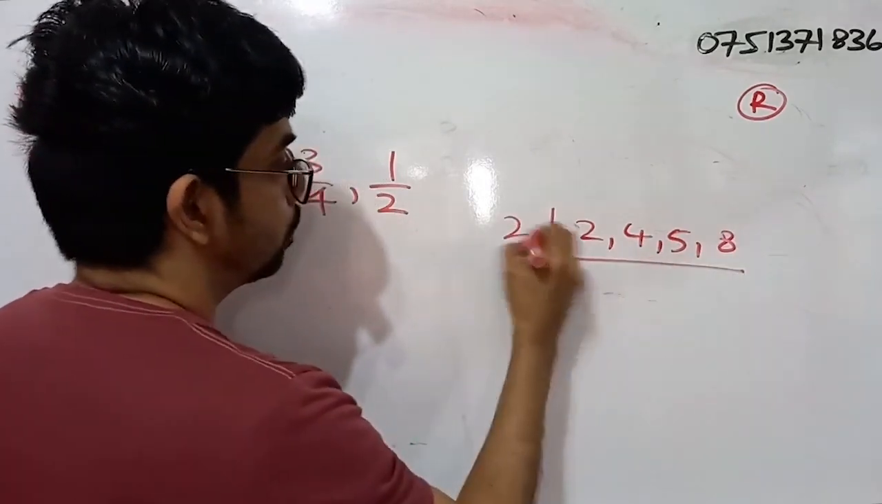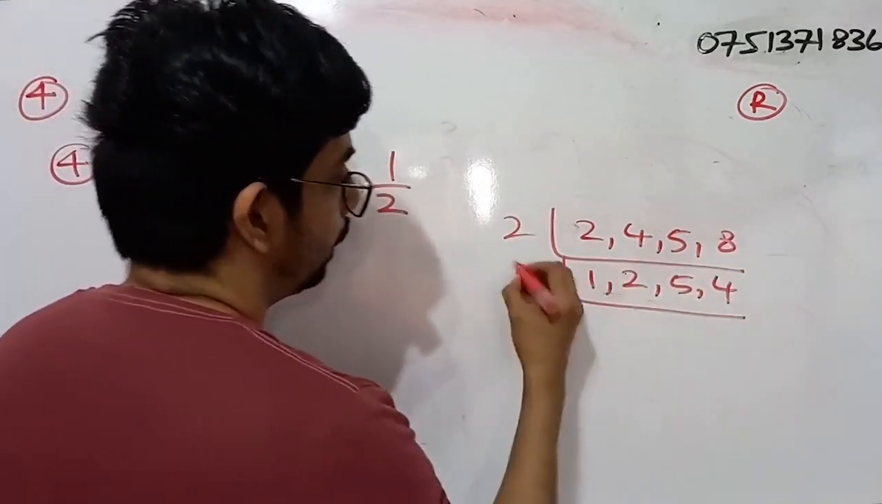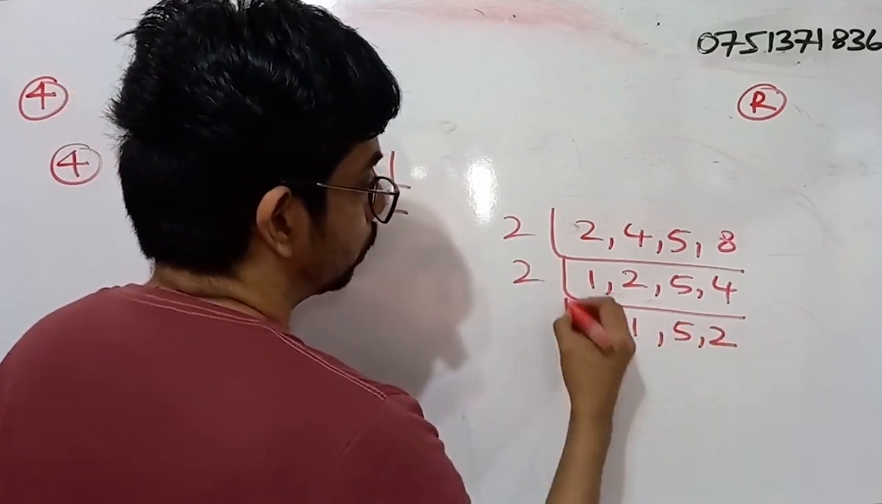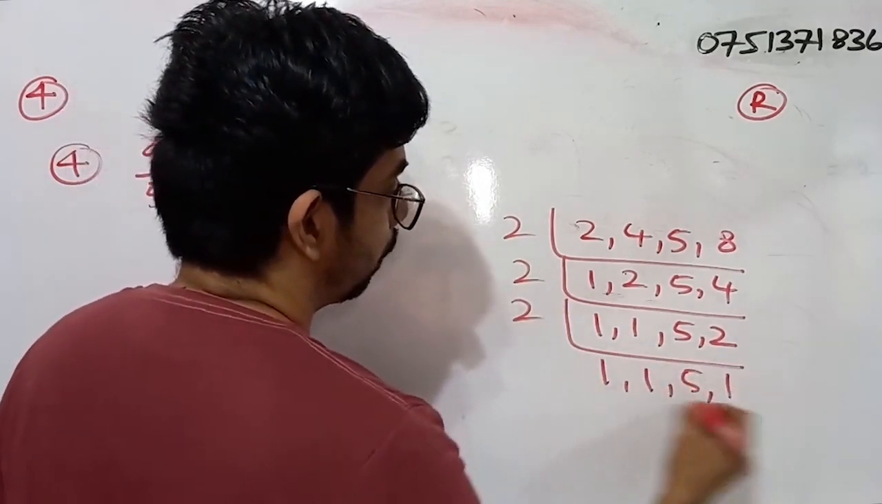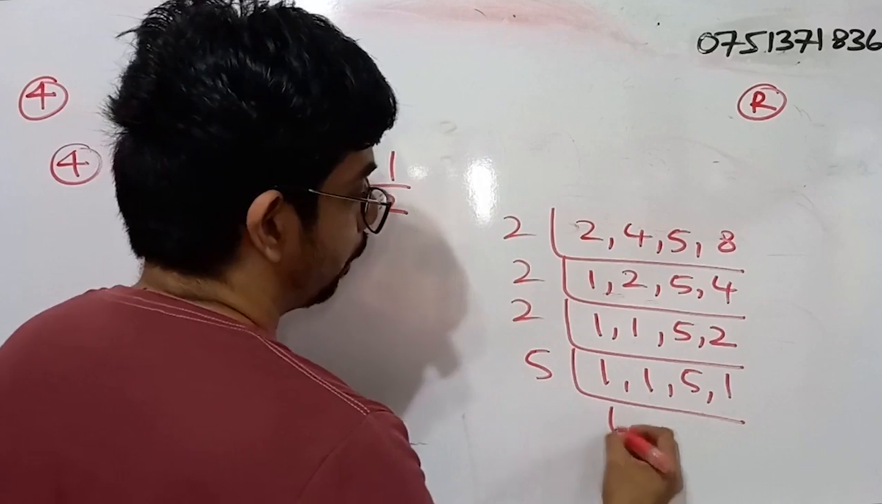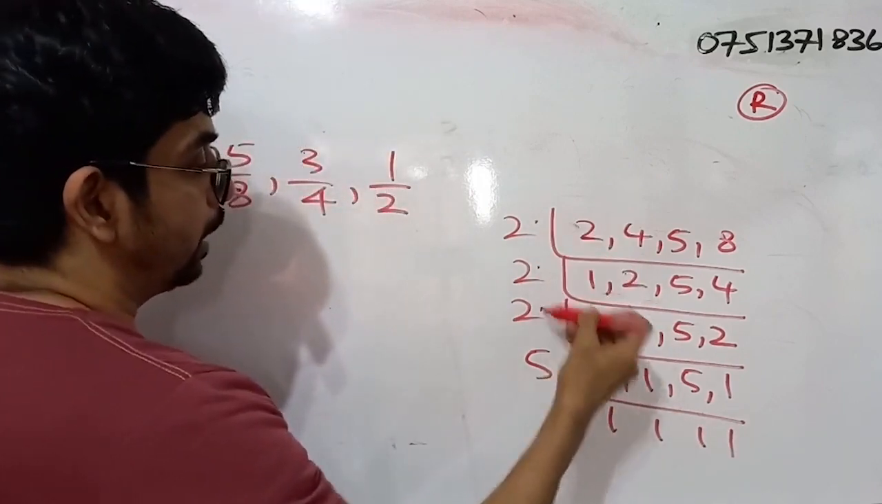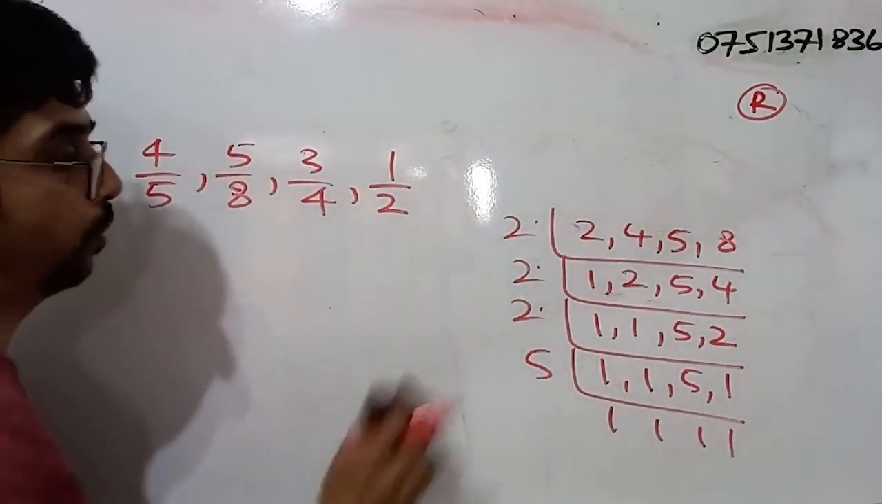So we will divide this by 2. 1, 2, 5 and 4. Again we will divide this by 2. 1, 1, 5 and 2. Again we will divide this by 2. 1, 1, 5 and 1. Then we will divide this by 5. 1, 1, 1, 1. 2 times 2, that is 4. 4 times 2, that is 8. 8 times 5, that is 40. That means what? The least common multiple is 40.